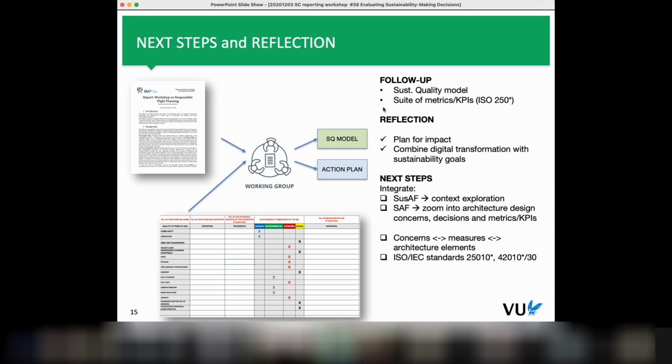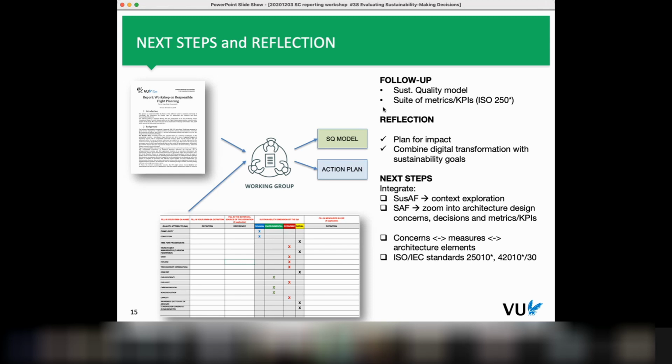Next to that, open research remains how to trace explicitly concerns, measures, and the architecture elements. So the elements in the architecture that are really responsible for realizing those concerns and that are used to build the metrics for such measures.